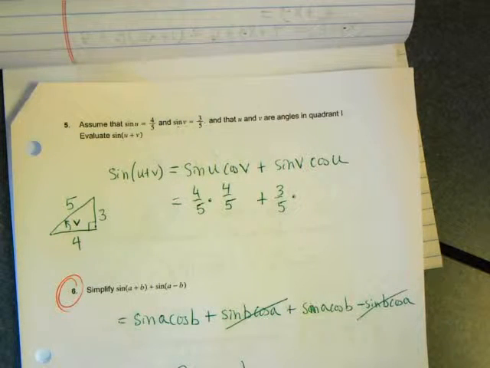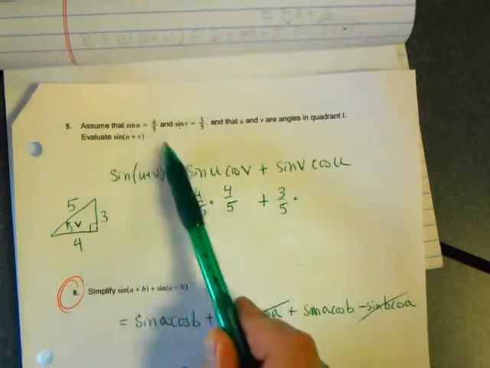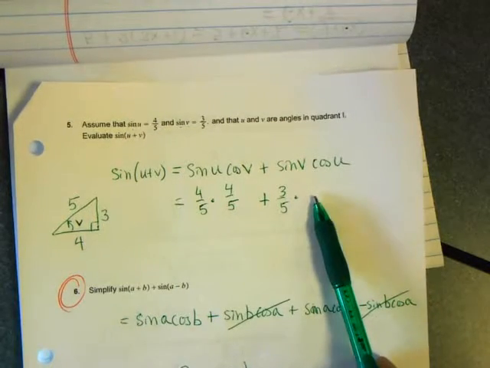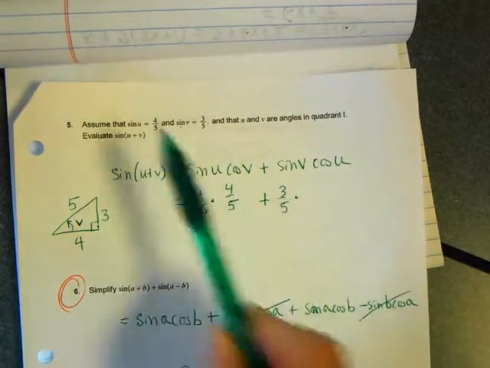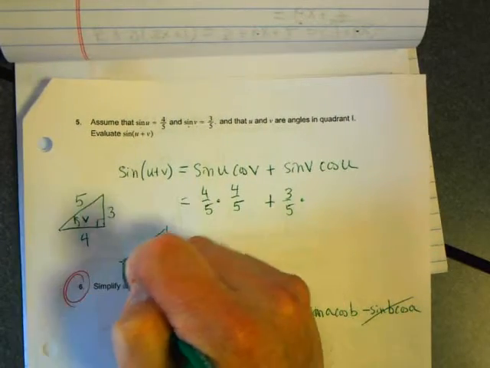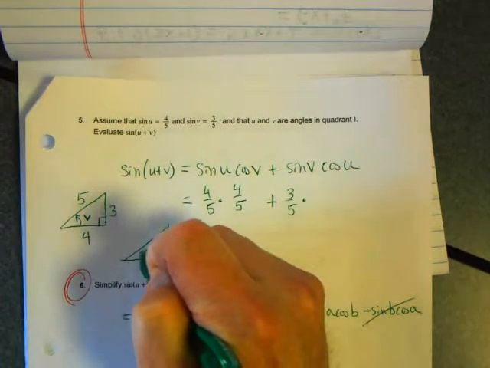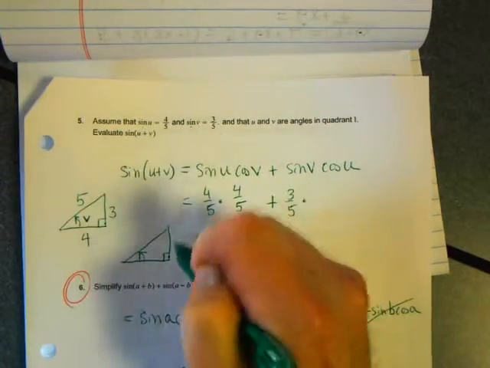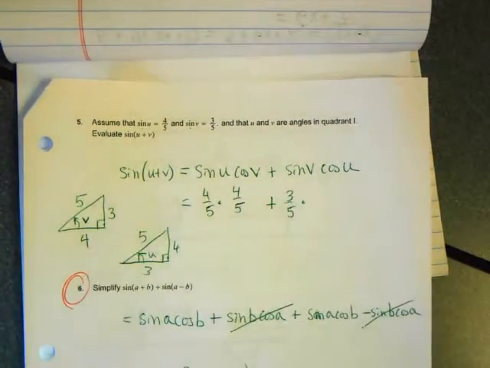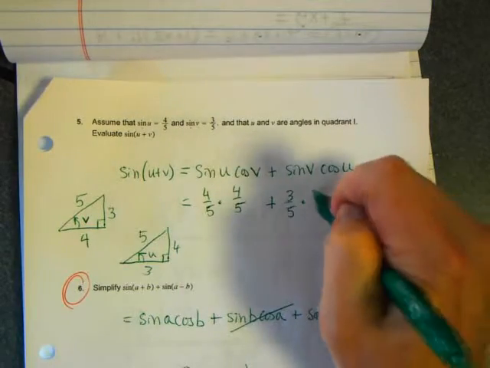What's the cosine of U? You do the exact same thing again. You draw yourself a triangle, but you notice if this one is 4/5, the other one's going to be 3/5. So I could draw my triangle. It's always a good idea. And this is my angle U. I know sine of U is 4/5. So again, this has to be a 3, 4, 5 triangle, which tells me cosine would have to be 3/5.